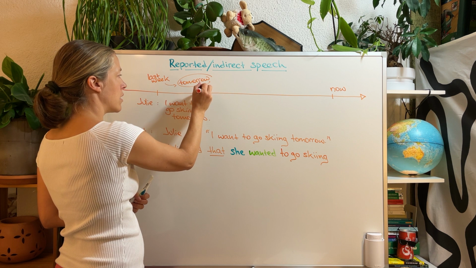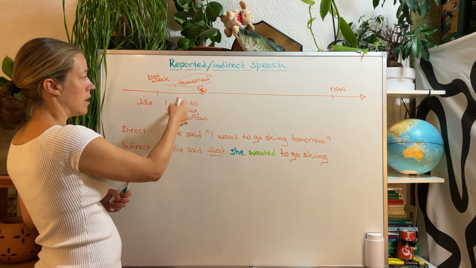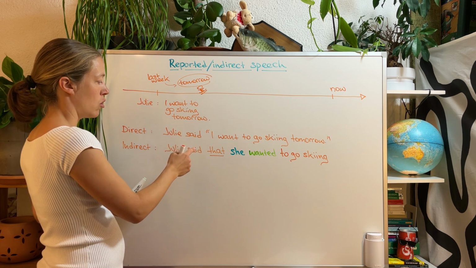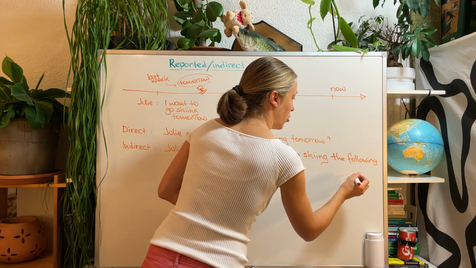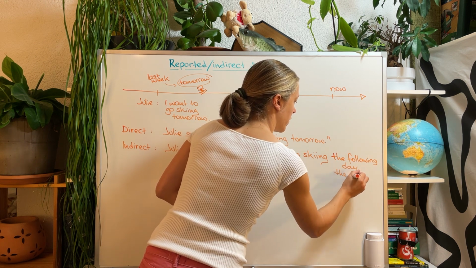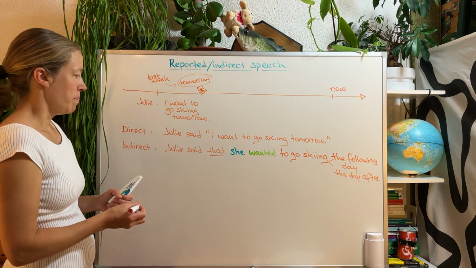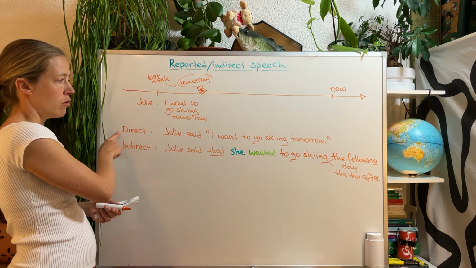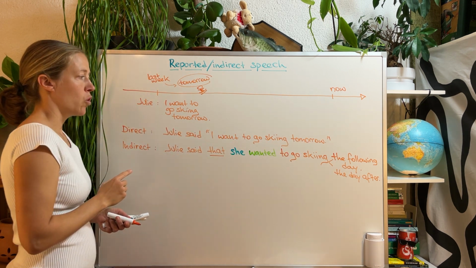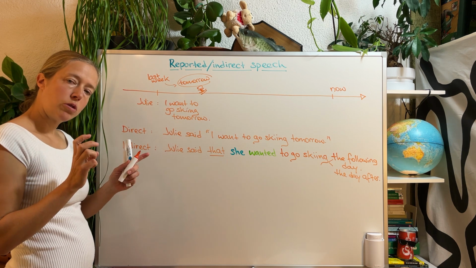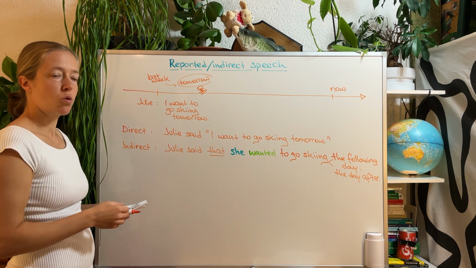Imagine here she went skiing on that day. It was the day after the day she talked about it. So Julie said that she wanted to go skiing the following day or the day after. And you finish your sentence with a full stop. So in direct speech, you don't have to think about anything. You just write the exact same words that the person said using quotation marks. But in indirect speech, you'll have to change a certain number of things.